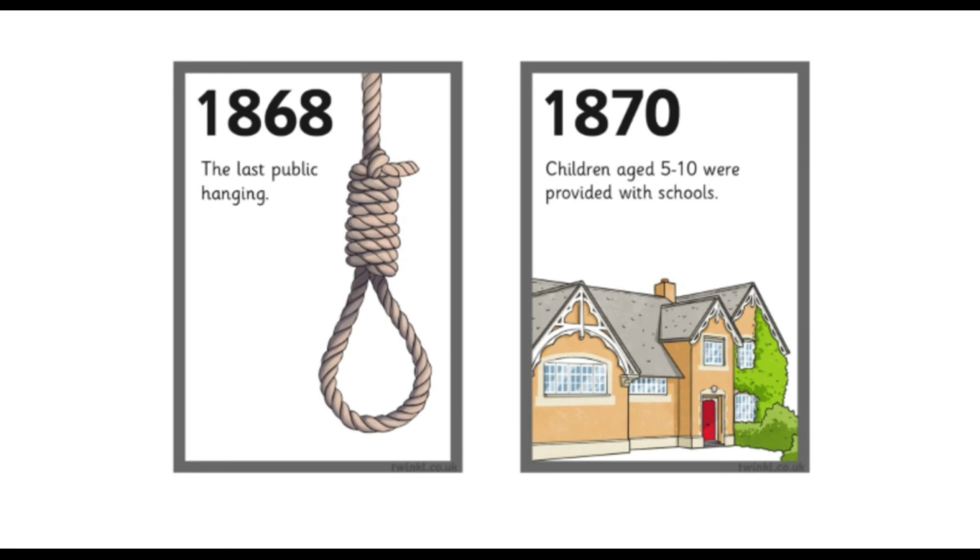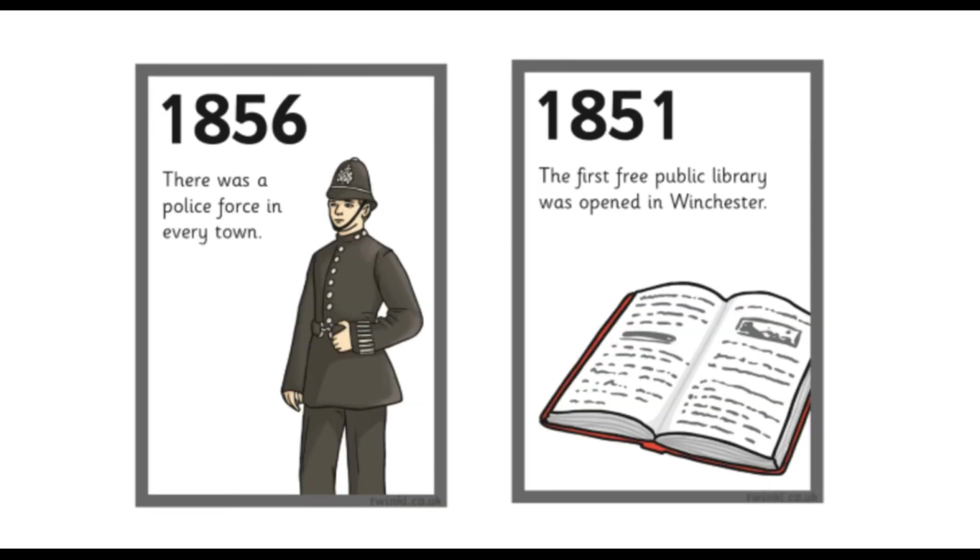1870, children aged 5 to 10 provided with schools, so they had somewhere to go. Again, what was life like before that happened? What was life like after that? 1856, police force in every town. Again, think about the work we've done on Jack the Ripper. What was the situation before? What was the situation after? 1851, the first free public library. Again, think about what life was like before that, what life was like after that.